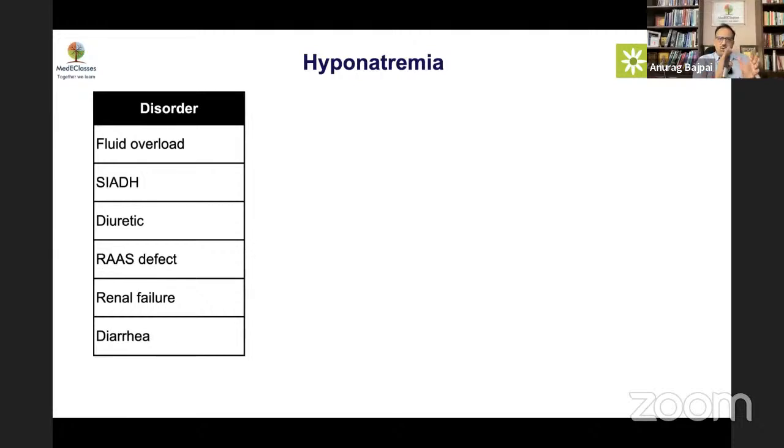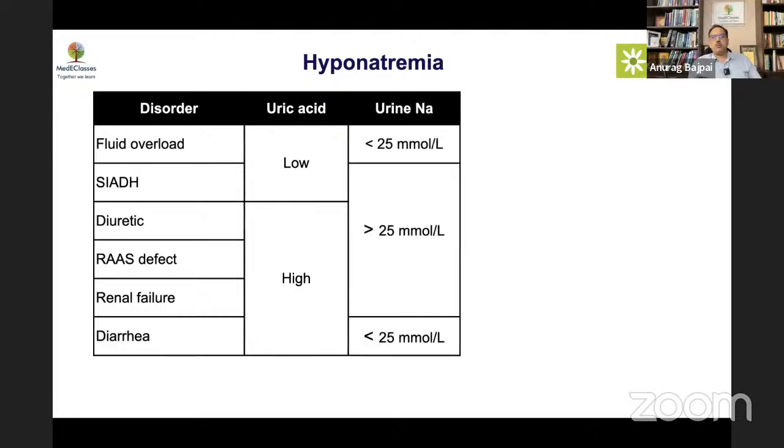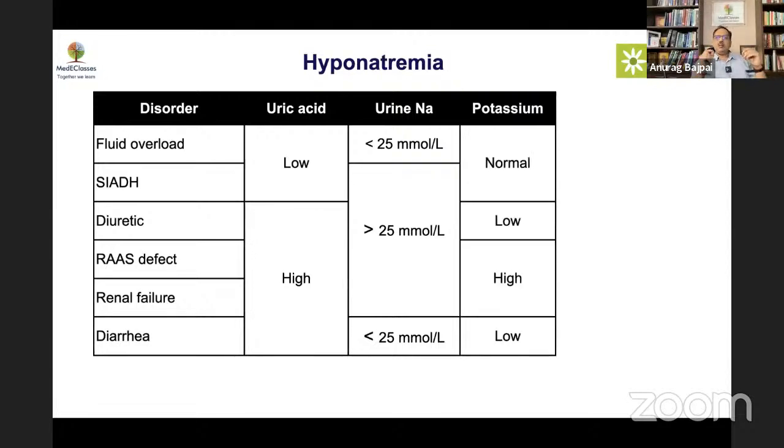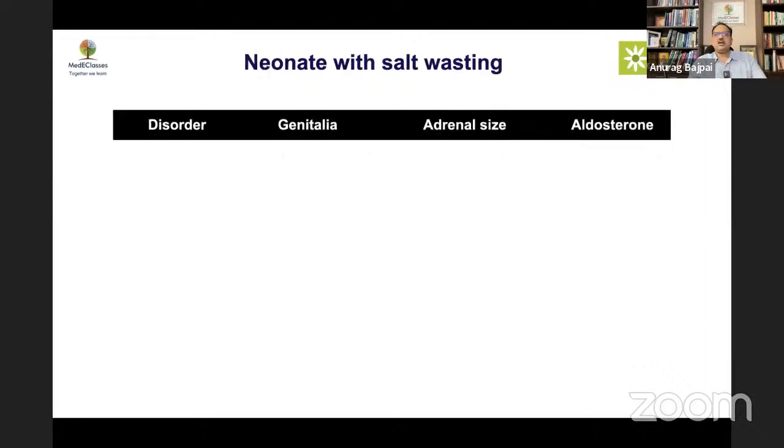Now, if I summarize all the conditions and which tests will help us make the diagnosis, uric acid will be high in all unless the fluid is more, in the setting of fluid overload or SIADH, where it will be low. Urinary sodium will be low if you have fluid overload, which is third space, or there is extrarenal loss. Otherwise, the urinary sodium will be high. Potassium: anybody with hyponatremia with hypokalemia, think of a GI loss or a tubulopathy. Anybody with hyponatremia and hyperkalemia, think of a renal problem or a RAS defect. And hemoglobin, as I said, if it's high, it's hemoconcentration. Think of a diuretic use or fluid loss in that regard.